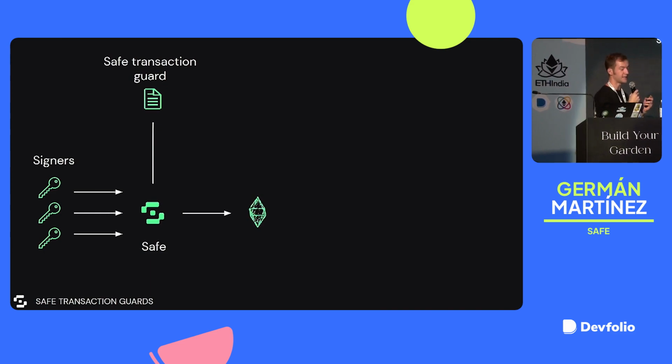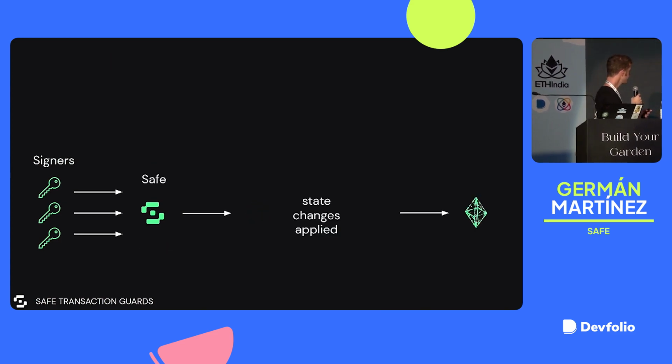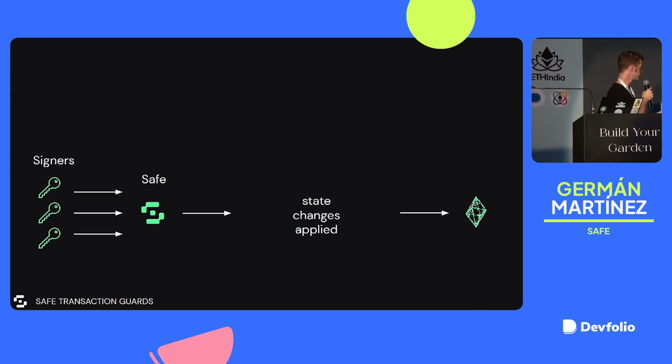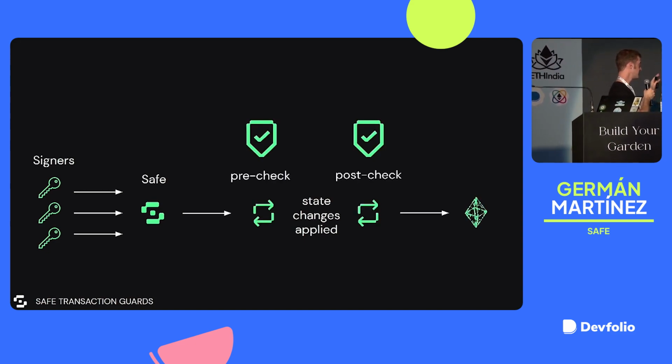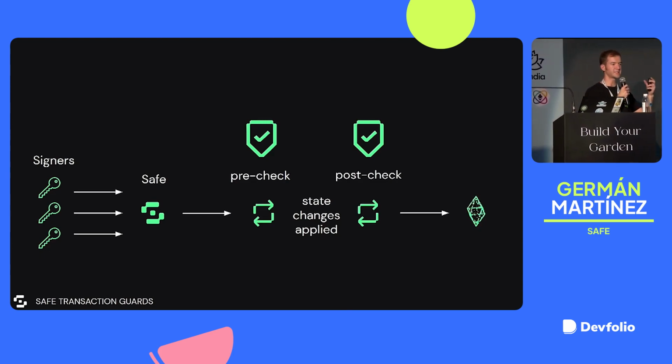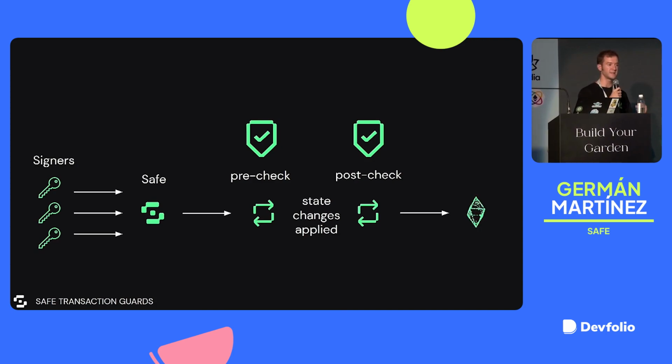And once a transaction guard is enabled, they have to implement an interface with two methods. Each of these methods will be run before and after the transaction does some state changes in the contract. So we will have a method to do a pre-check and another method to do a post-check. And these methods will receive the transaction and will be able to parse it and act on it depending on the values of the parameters.